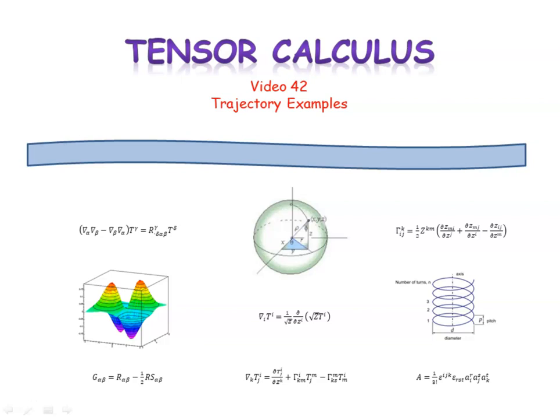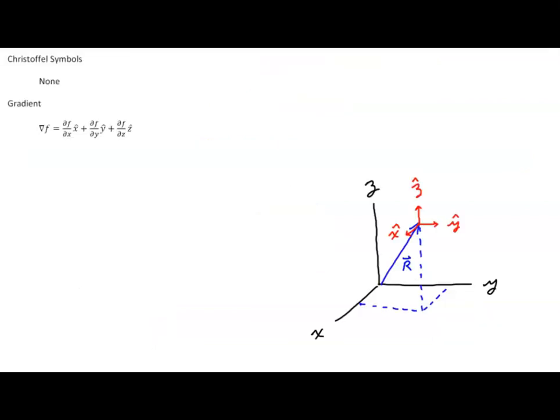In video 42 of Tensor Calculus, we'll follow up our previous video with trajectory examples in each of our sample coordinate systems. We'll start with Cartesian coordinates. The first thing we want to do is to establish an expression for the position vector.